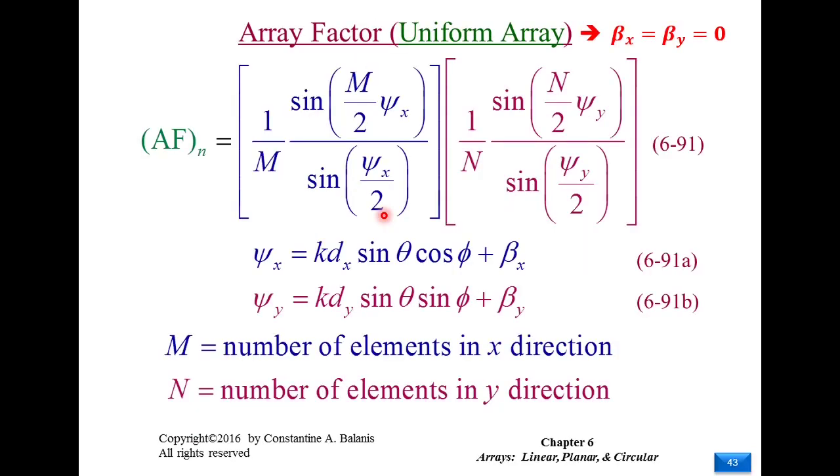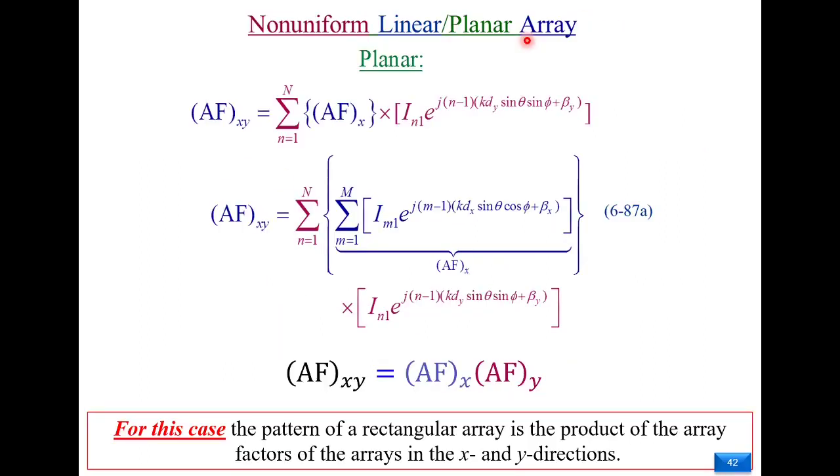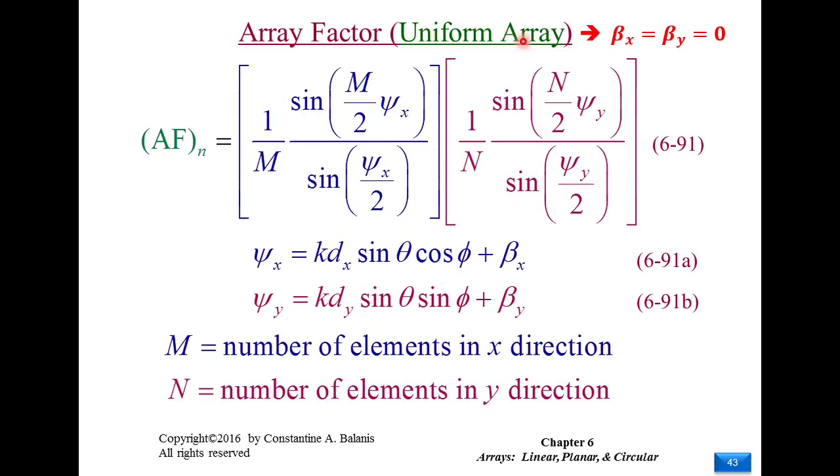So in this case, now we'll talk about applications. If we have a uniform array, uniform means beta x equal beta y equal 0, and we have elements arranged in a regular way, a regular arrangement. So the separation from one element to the other along x direction is dx, along y direction is dy.